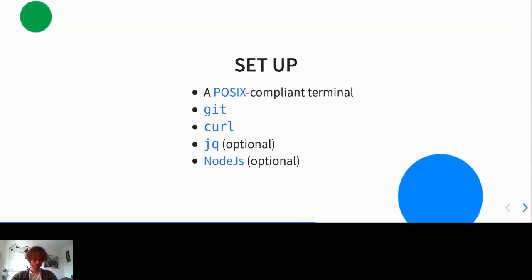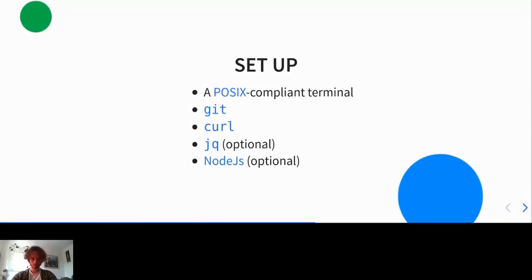If you want to do so, you'll need the following things: a POSIX-compliant terminal, Git, and curl. Then you optionally need something called JQ and Node.js. If you're on Mac or Linux, then your standard terminal is already POSIX compliant. If you're on Windows, the standard command prompt is not, unfortunately. We recommend that you use something called Git Bash, which you can get from gitforwindows.org. It's just called Git Bash.